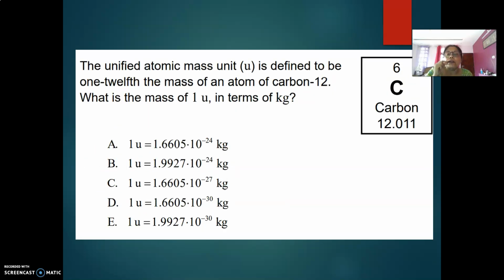This is another interesting question. The unified atomic mass unit, which we usually call the atomic mass unit, is defined to be 1/12 of the mass of an atom of carbon-12. What is the mass of one unit in terms of kg? The atomic mass unit is defined as 1/12 the mass of the atom of carbon-12. Then what will be one atomic unit in kg?